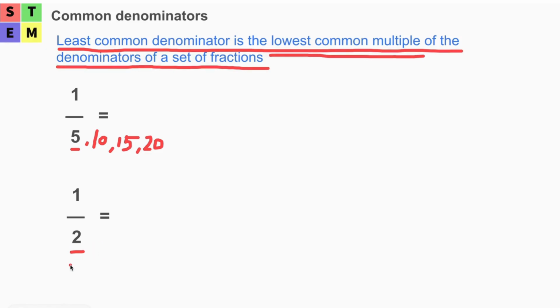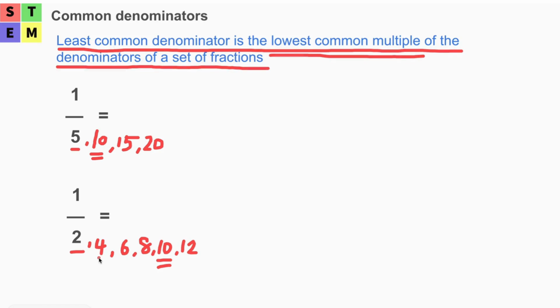Now let's look at the 2s. 2 times 2 is 4, 2 times 3 is 6, 2 times 4 is 8, 2 times 5 is 10, and 2 times 6 is 12. So far it looks like I don't have to continue anymore, because I've got 10 here and 10 here. That's the least common multiple of 5 and 2.